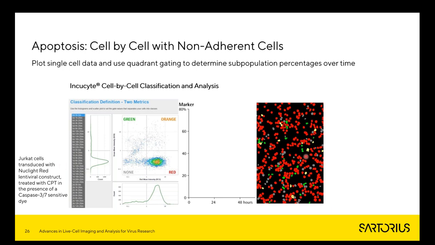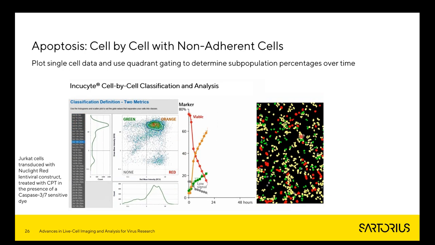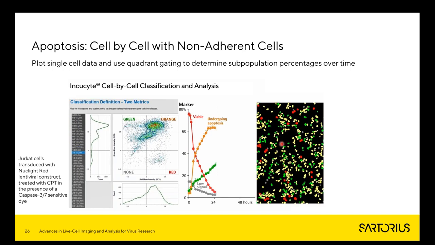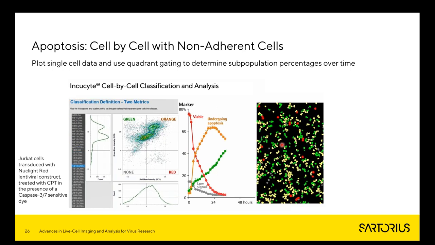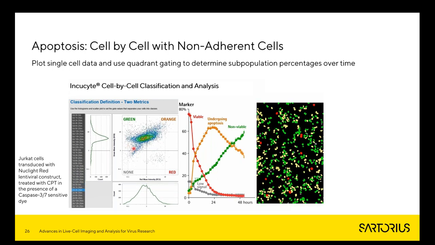I want you to really focus on the image on the right-hand side, where you can see the different colored maskings that represent the colors of the quadrants from the dot plots. As cells slowly start to die, you will see a shift in the dot plots towards the orange quadrants, and the red mask turns into orange. Finally, we can see the yellow mask slowly turning into green as cells are undergoing late apoptosis.